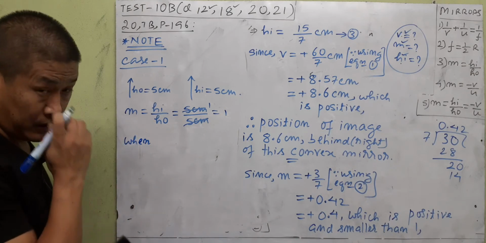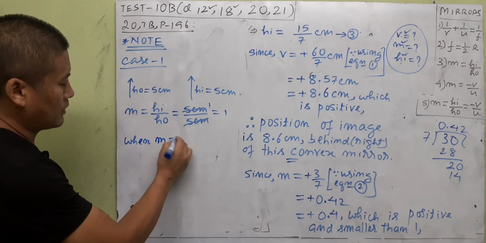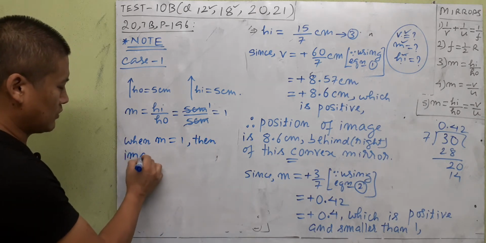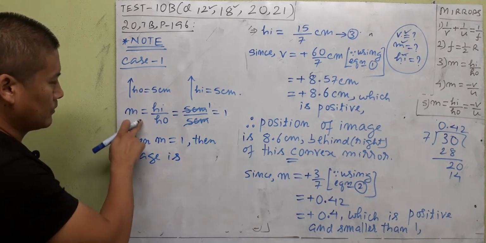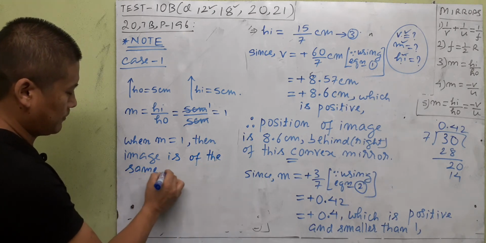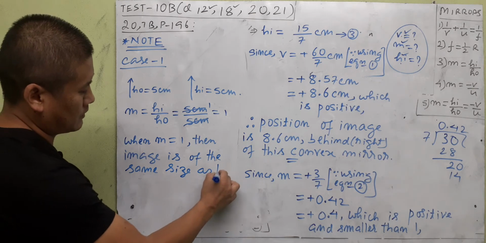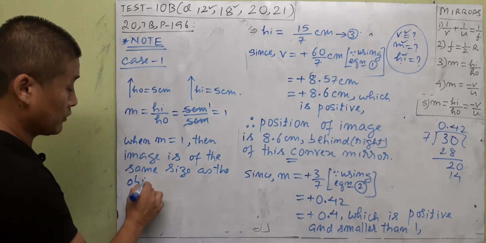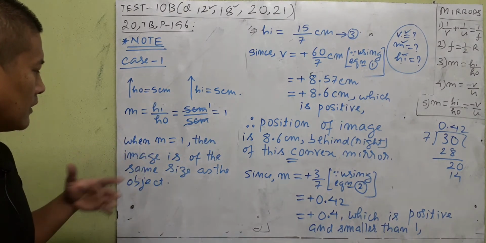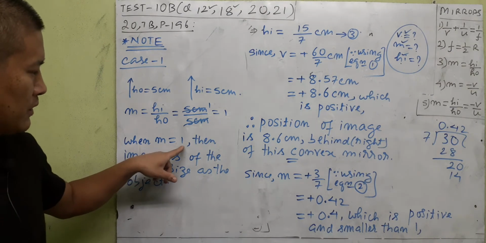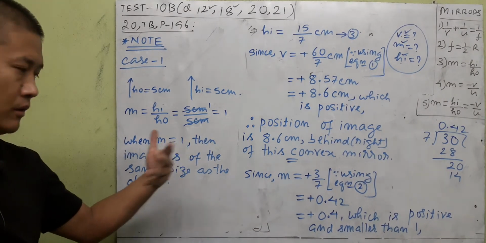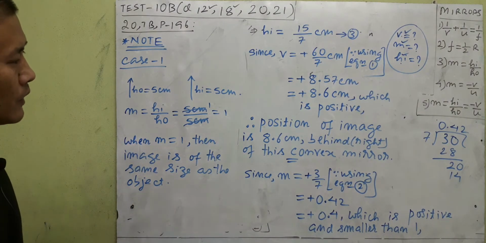So we found out by this activity that when M is exactly equal to 1, then the image is of the same size as the object. By common sense also we understand that when image and object are equal, M will turn out to be 1. So we can now use that to our advantage. When we see in our solving that M is exactly 1, then we know the image and object are of equal size. So M equal to 1 is telling you that the image and object are of equal size. Case 1. Okay, case 2.